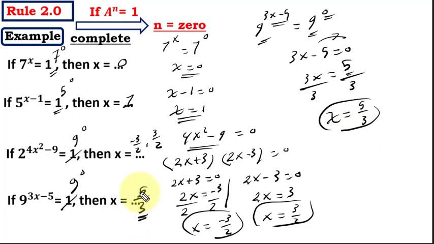So don't forget, if we have here an exponential form equals 1, then this power or this exponent equals what? Equals 0. So don't forget this rule.